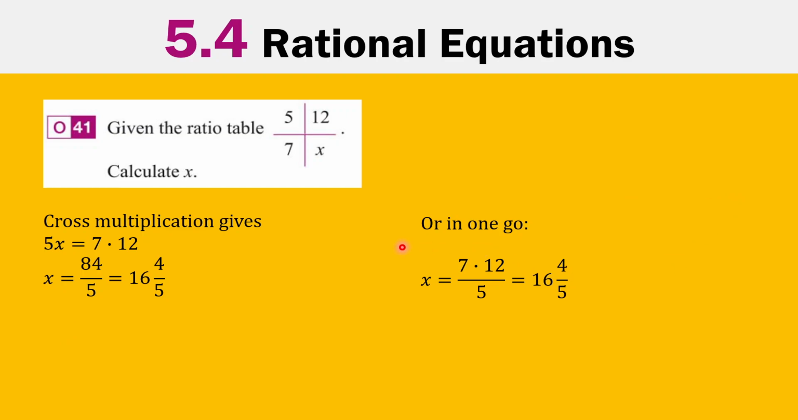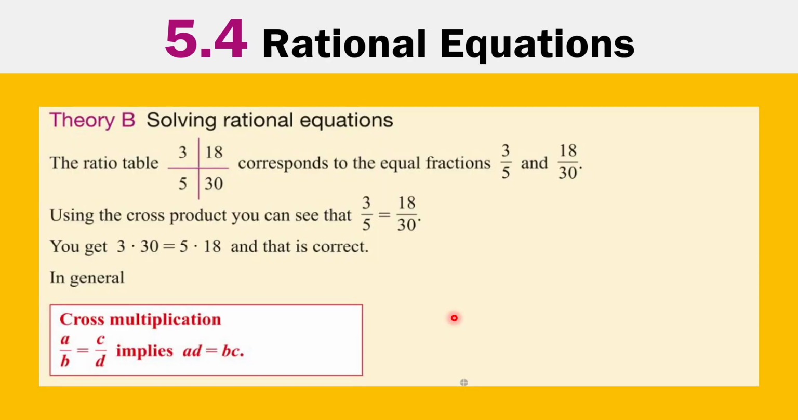You can also do it in one go. Chapter 2 also showed you how to do it in one go, right? Do this times this and divide it by 5. And that's also a way to find x. And we're going to use this to actually solve some rational equations. We're going to use cross multiplication for that.